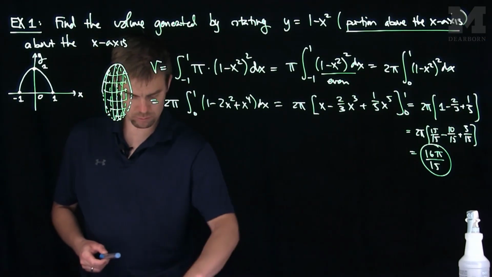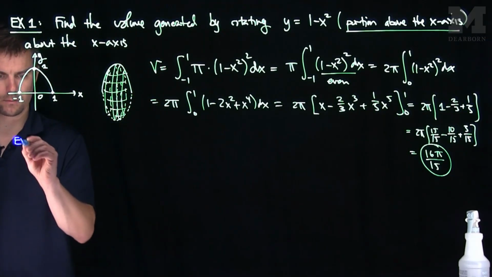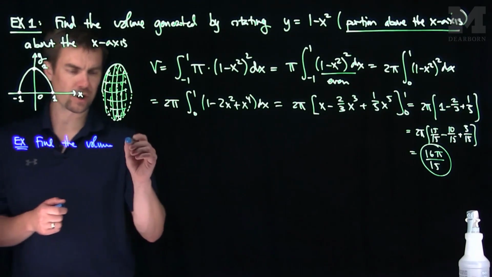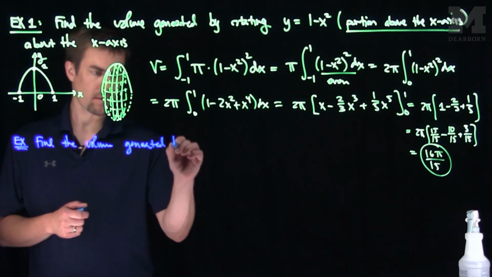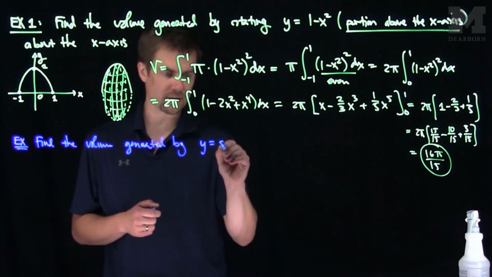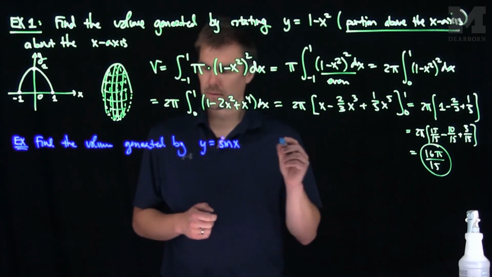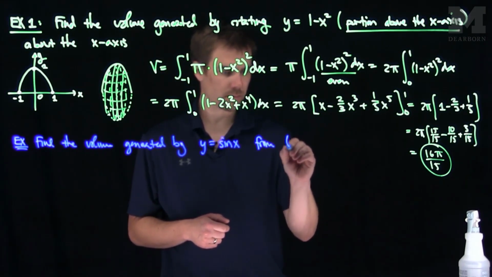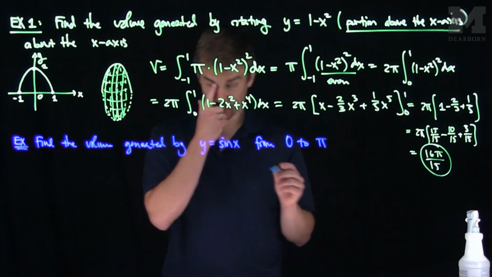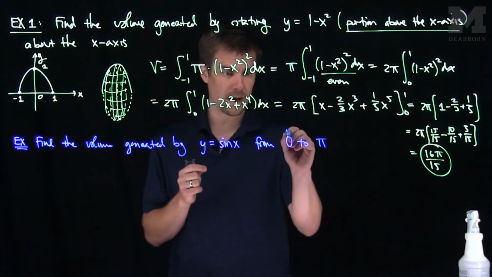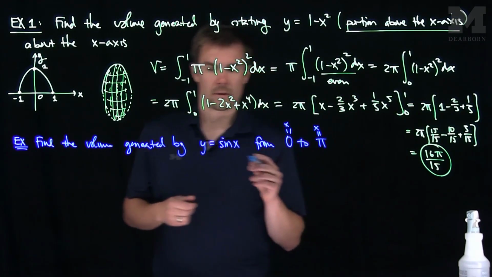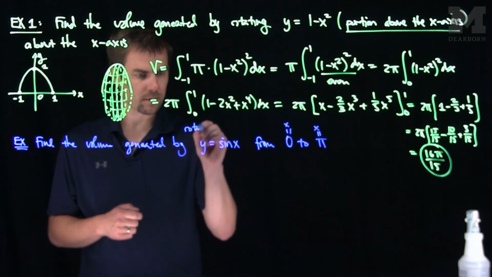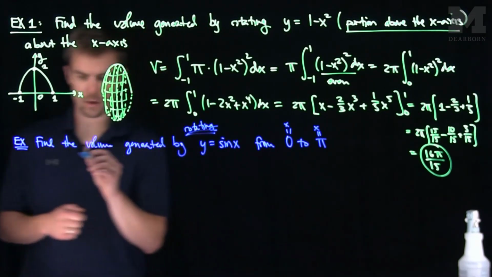Example number 2. Find the volume generated by y equals sine of x from 0 to pi. So I look at the graph of sine of x between x equals 0 and x equals pi, by rotating this function about the x-axis.